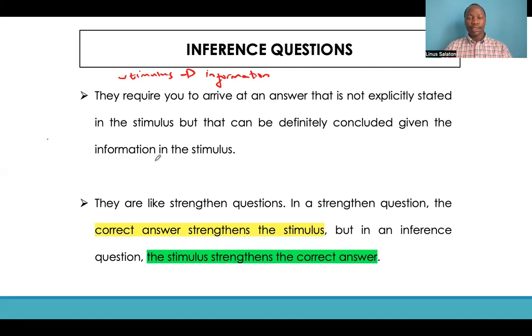So inference questions are like strengthen questions. The only difference is that correct answers for strengthen questions would strengthen the stimulus. However, for inference questions, the stimulus strengthens the correct answer. That is, the information provided will strengthen the answer choice that you choose, or the correct answer to the question.